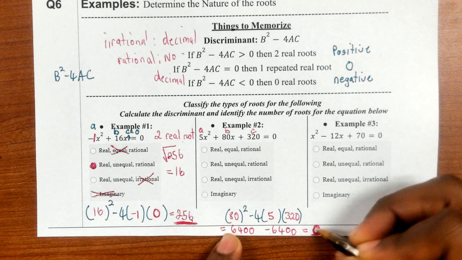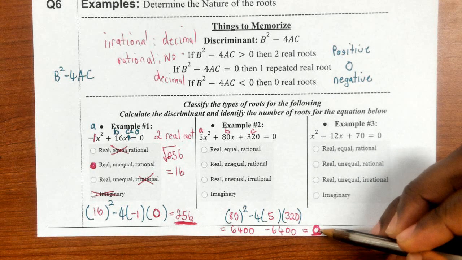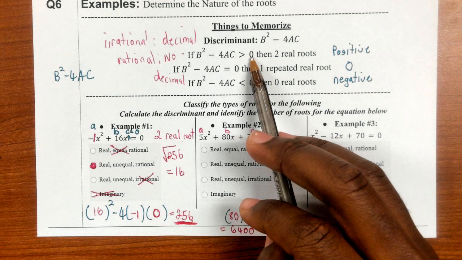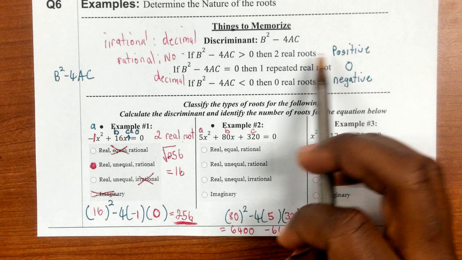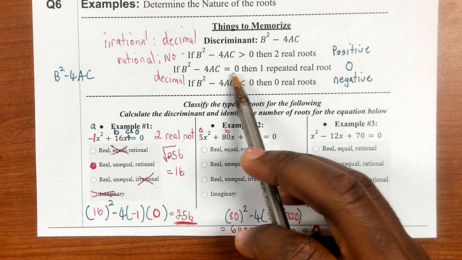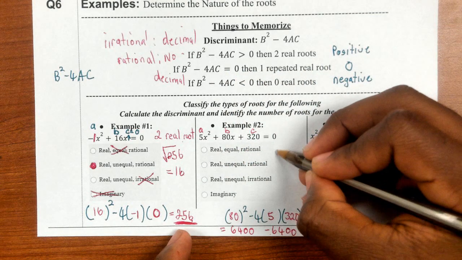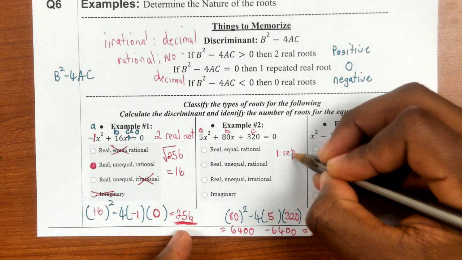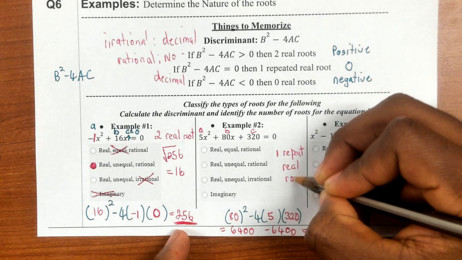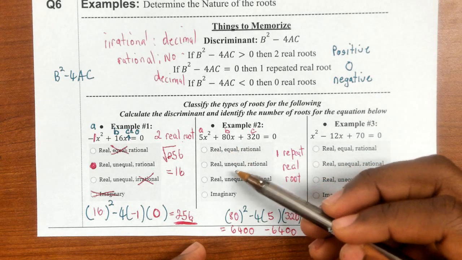Alright? So now we're going to answer the question, or rather try to figure out what this 0 means. Is 0 greater than 0? No. So it's not positive, it's not two real roots. Is 0 equal to 0? Yes. So that means it has one repeated real root. Okay? So let's answer these questions.